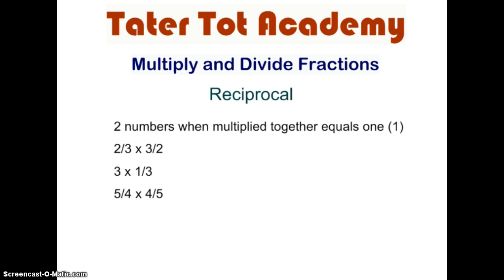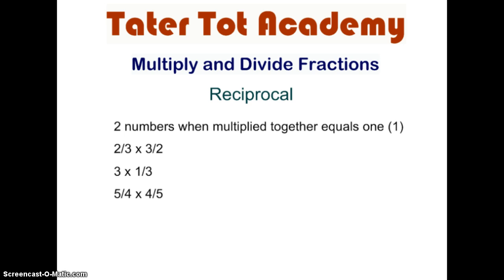So what that means is it's two numbers that when multiplied together, they equal 1. So if I'm looking at what the reciprocal of 2/3 is, it would be 3/2. A lot of times you've been told to flip them, but we want to know why we flip them. That's because we want the number that when multiplied by it will equal 1. So 2/3 will be 3/2. 3 times 1/3 is equal to 1. The reciprocal of 5/4 will be 4/5.